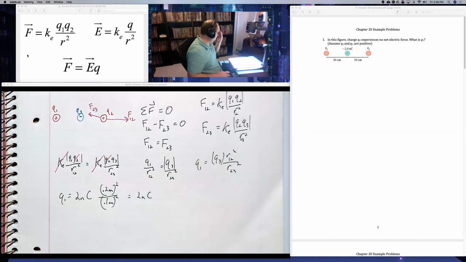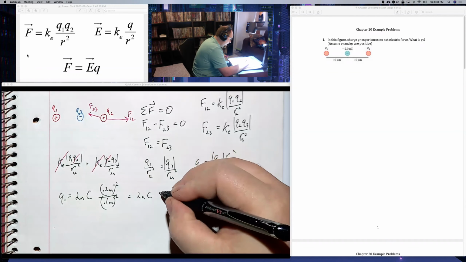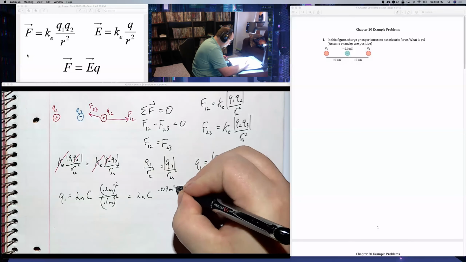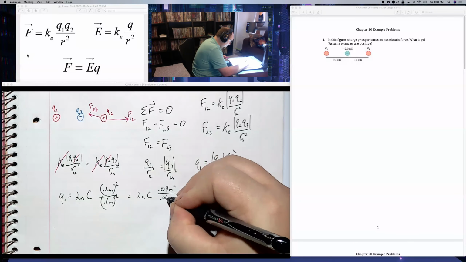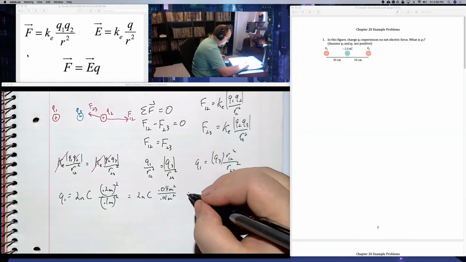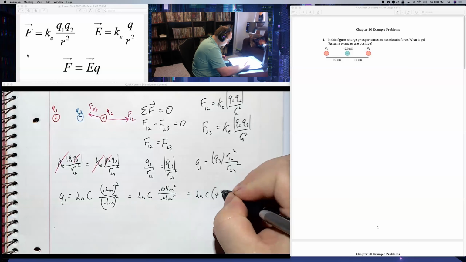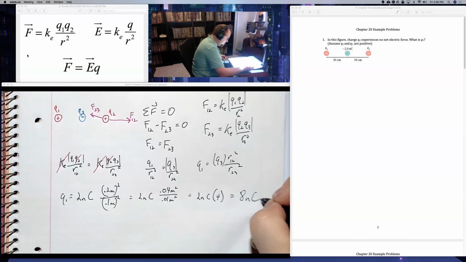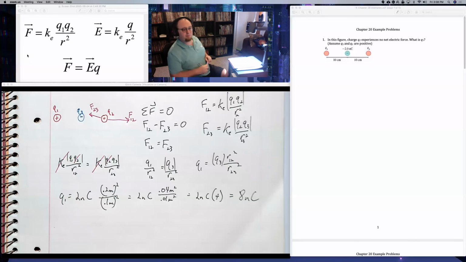And I know I should probably be converting my nanocoulombs to coulombs. I didn't, just because I can just put my final answer in nanocoulombs. It'll be fine. 0.2 squared is 0.04. 0.1 squared is 0.01. And the answer is 8 nanocoulombs, or 8 times 10 to the -9 coulombs.